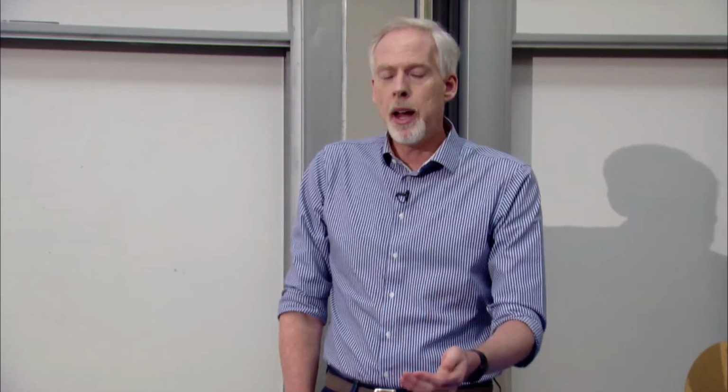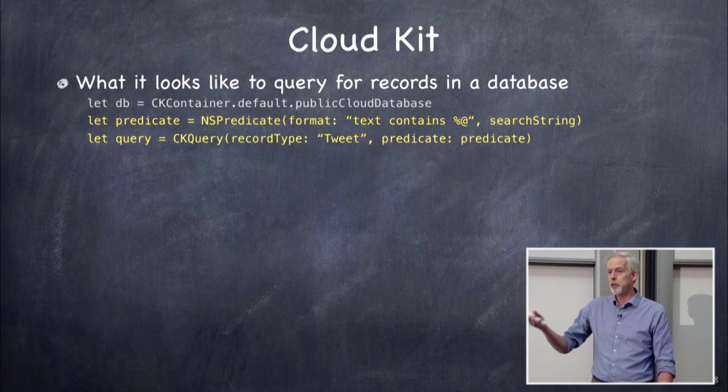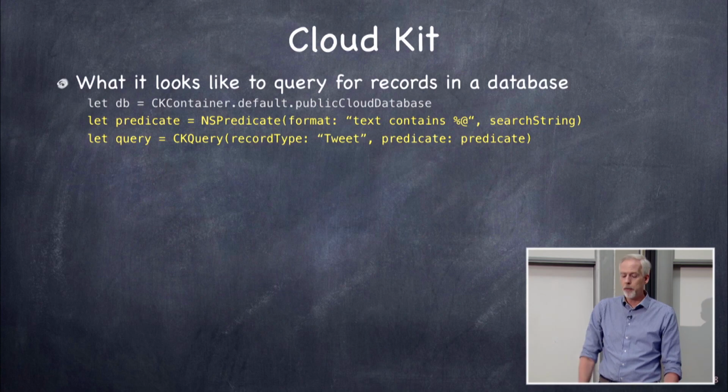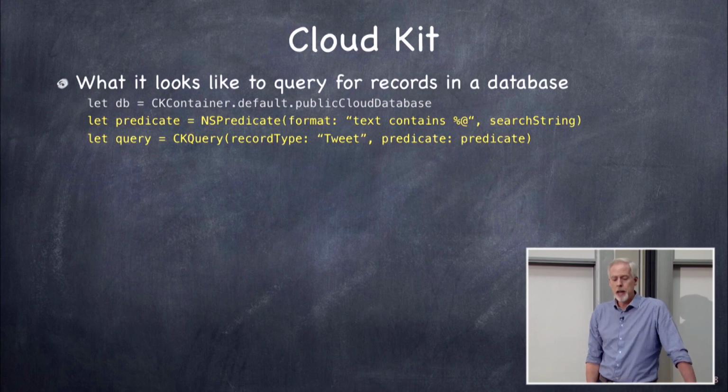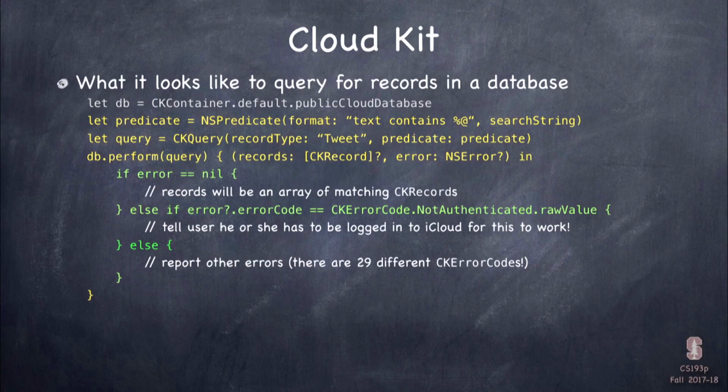Here's what a query looks like. This is the analog of the fetch request. You still use NSPredicate, like text contains some search string or whatever, but the predicates can't be quite as complicated as in Core Data. They have to be fairly straightforward predicates. But then you create a CKQuery, which is a CloudKit query, and then you say perform, and of course it's asynchronous, so you provide a closure and it calls you back with the results of doing that query. So that's what querying looks like. Again, pretty simple, but asynchronous and not as powerful as Core Data.